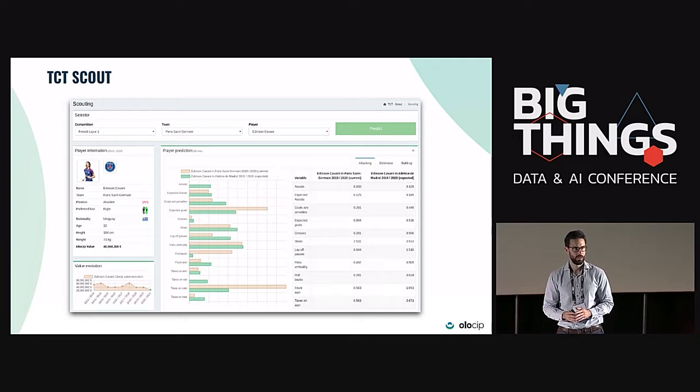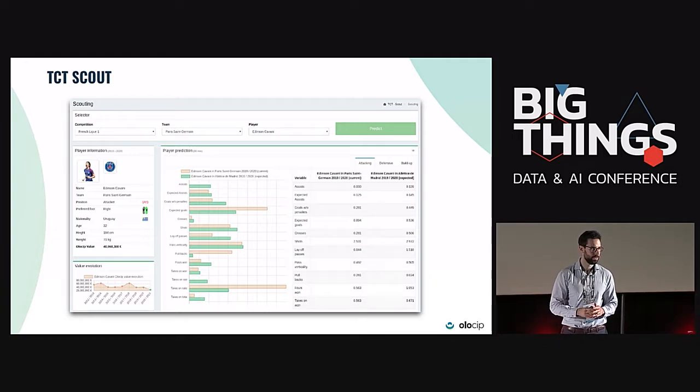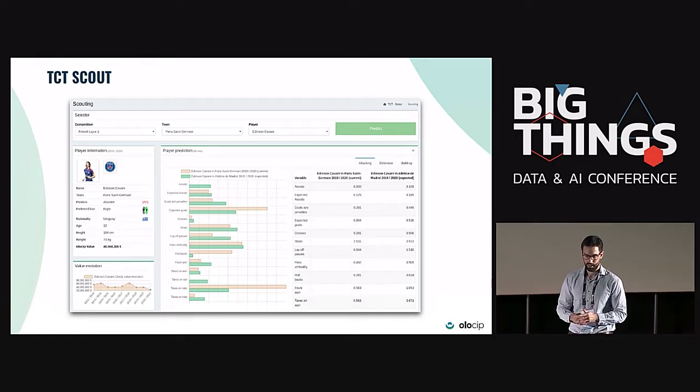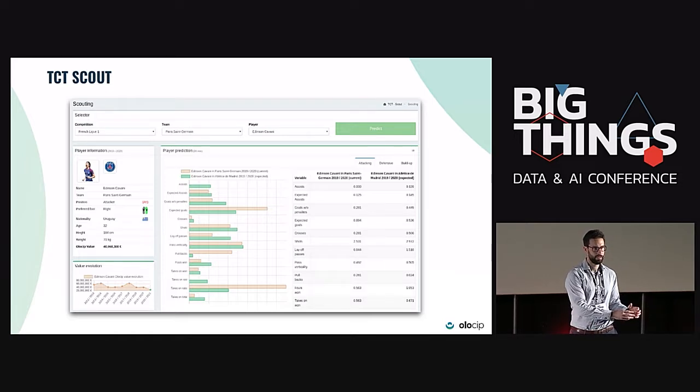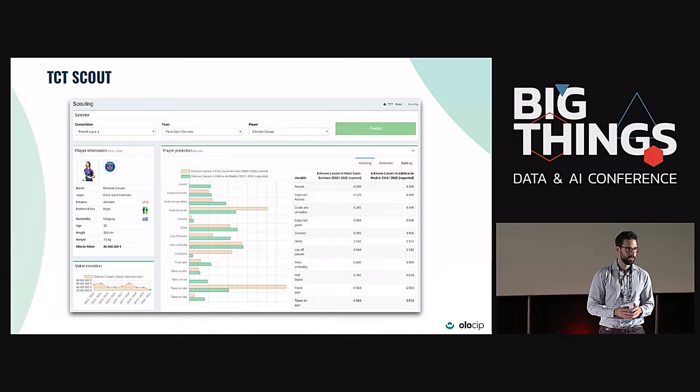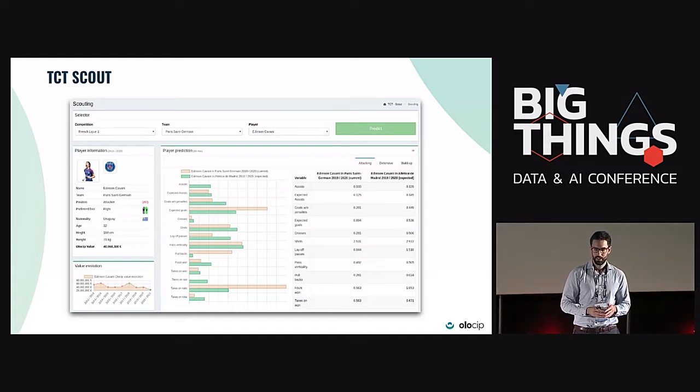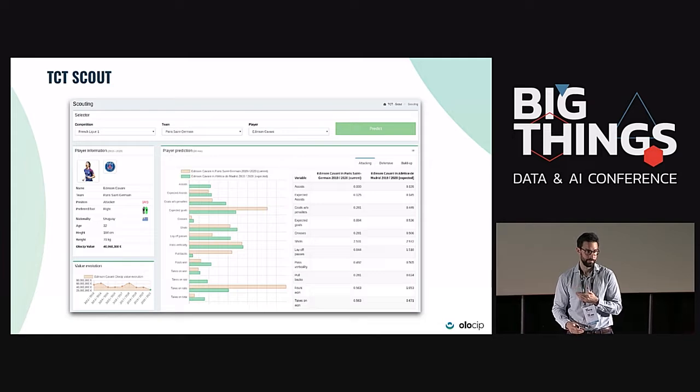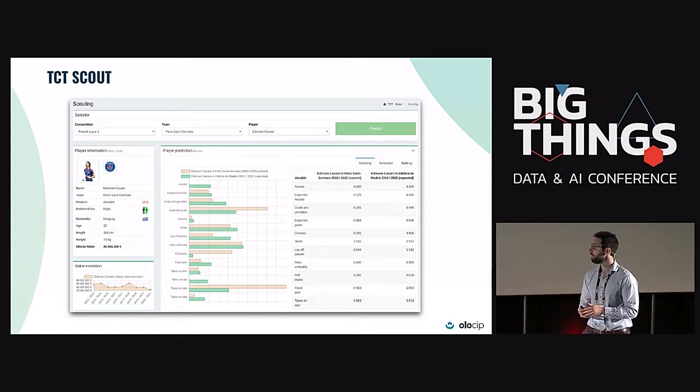Okay, so the last tool that I'm going to present you is TCT Scout. And well, surprisingly, it's about scouting. And one of its functionalities is to predict the performance of a player in a new team. So in this case, let's assume that we are Atletico de Madrid, and recently Diego Costa was injured. So they may be looking for a replacement, and Edinson Cavani may be a good option. So what we could do is to predict how this player is going to perform in Atletico de Madrid.